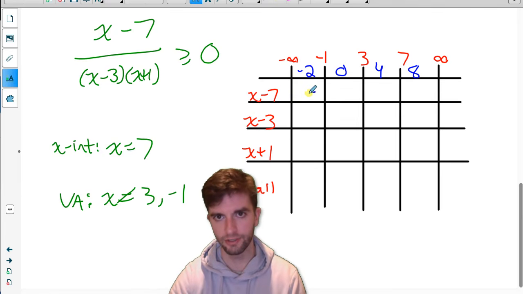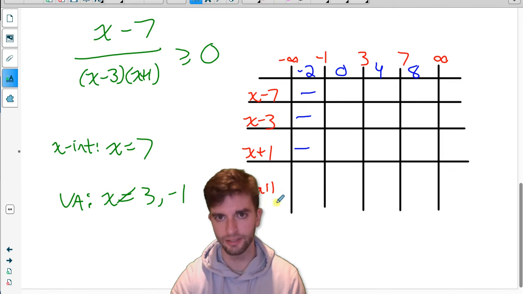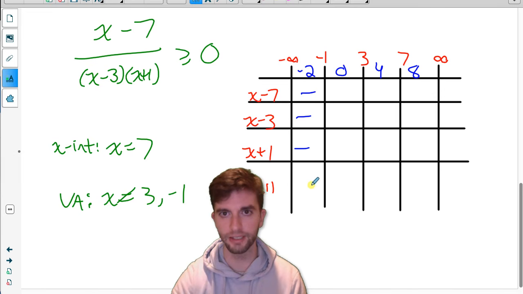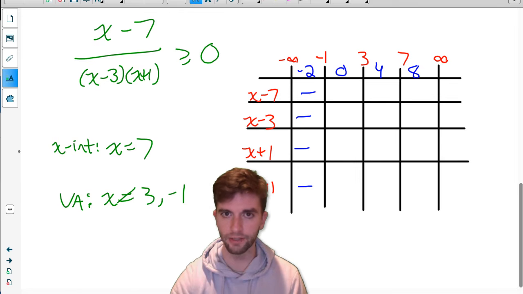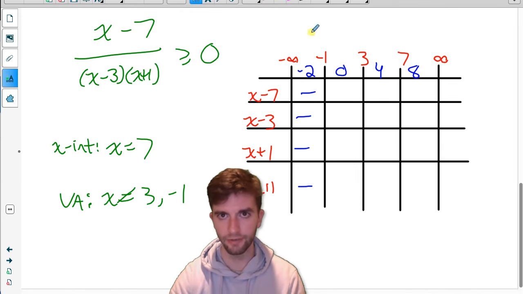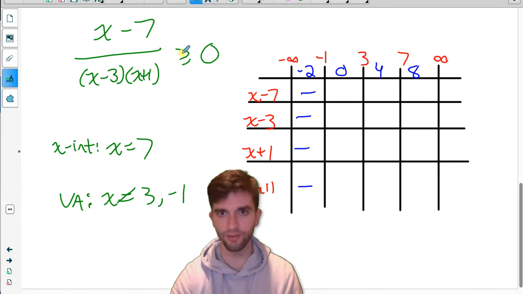Negative 2 minus 7 is negative 9, negative 2 minus 3 is negative 5, and negative 2 plus 1 is negative 1. So I would have a negative divided by a negative times a negative. An odd number of negative factors is an overall negative value. So the interval between negative infinity and negative 1 is not a solution to the inequality. The function is not greater than or equal to 0 there. It's less than 0 there.